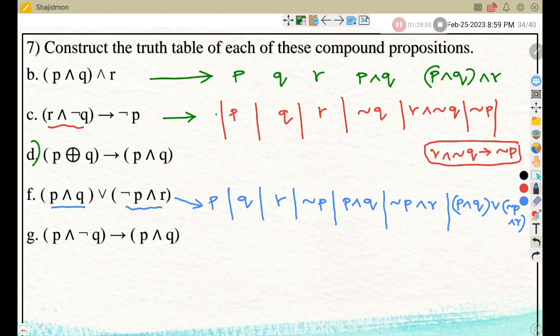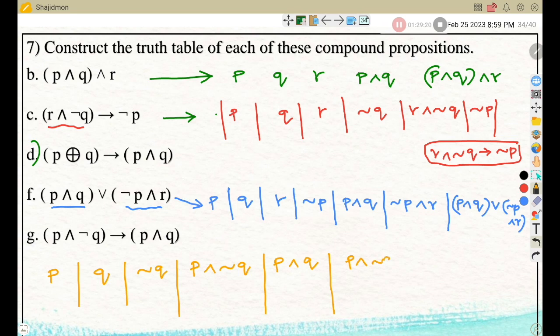Now question G also same like this. First P, then Q, then negation Q we need to do. After that P and negation Q we need to do. After that P and Q we need to do. After that P and negation Q implies P and Q, this table. You can practice one by one the questions, okay, these questions.